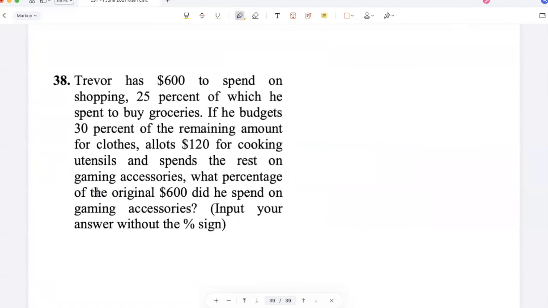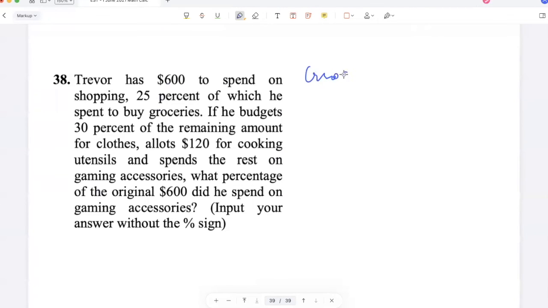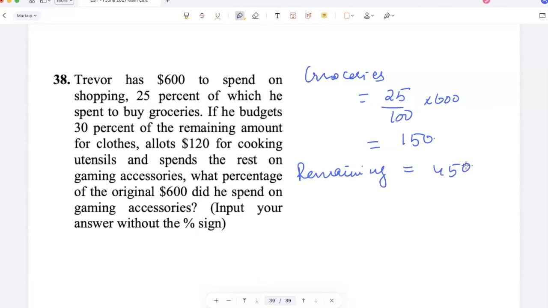Trevor has $600 to spend on shopping, 25% of which he spent to buy groceries. If he budgets 30% of the remaining amount for clothes, allots $120 for cooking utensils, and spends the rest on gaming accessories, what percentage of the original $600 did he spend on the gaming accessories? Okay, so he has $600, of which 25% went to groceries. So groceries is 25% of 600, which is 150, right? Now, if he budgets 30% of the remaining amount for clothes, so how much does he have remaining? He spent 150, so he has 450 left. So clothes is 30% of 450. So that becomes 135, right?